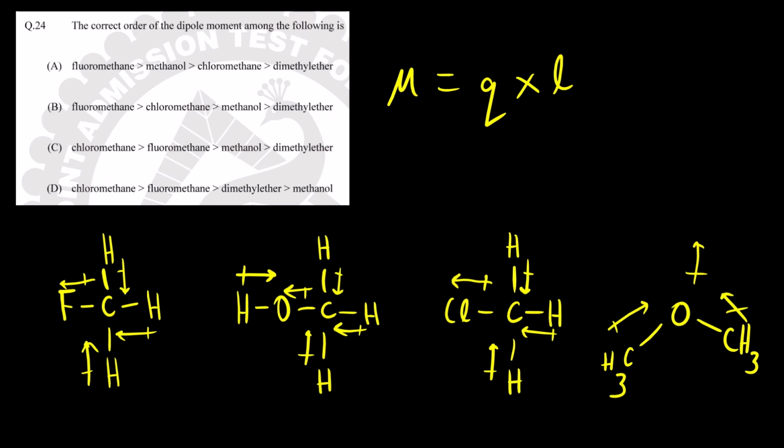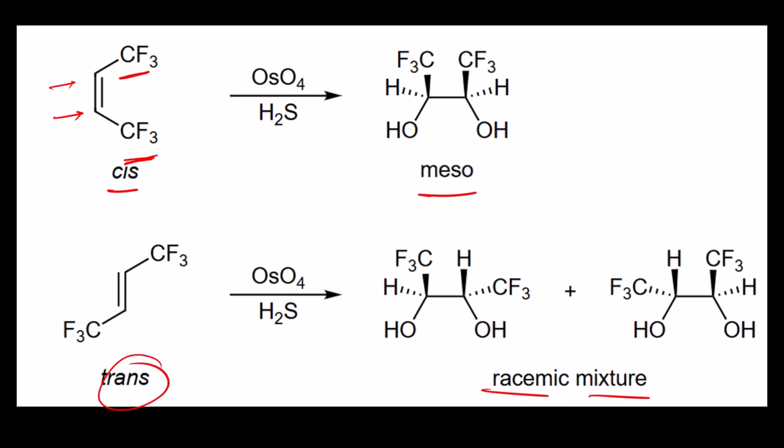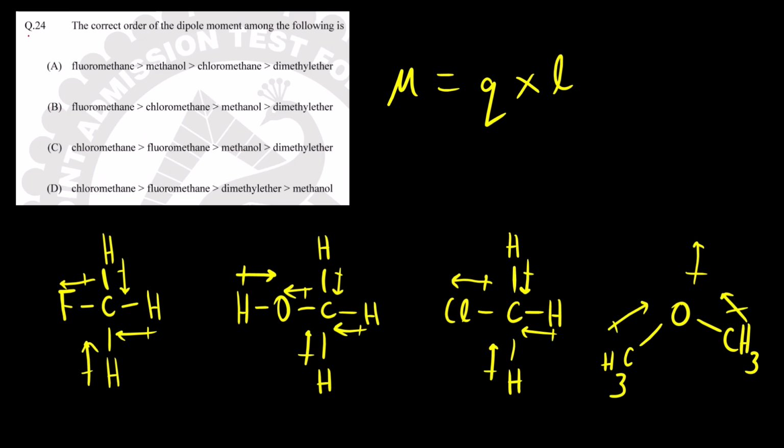Okay, next question. So in this one, what was the answer? Option B. Now here, the correct order of dipole moment. Dipole moment basically depends on two things: charge separation and the bond length. So what you are expected to do in this question is draw all the 4 molecules: fluoromethane, methanol, chloromethane, and diethyl ether.